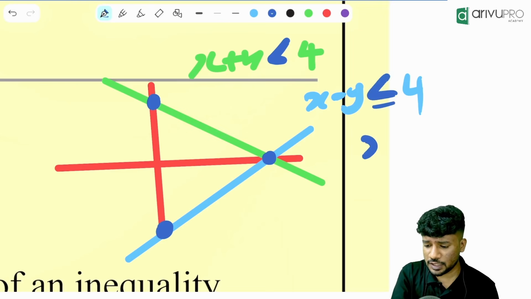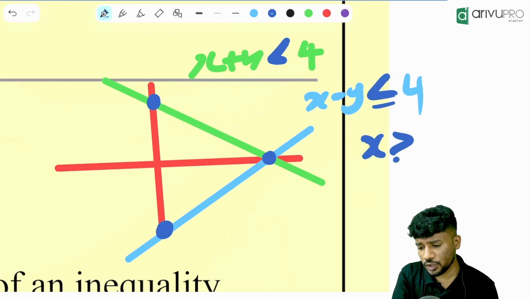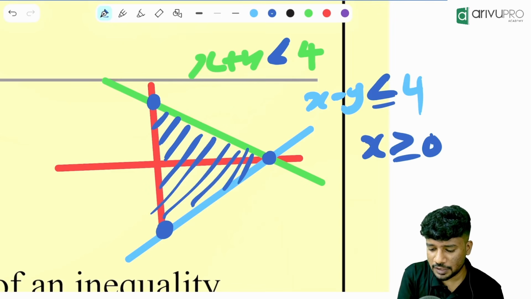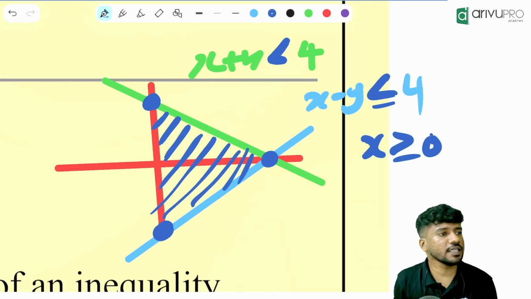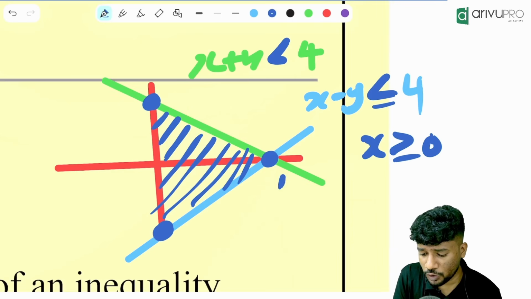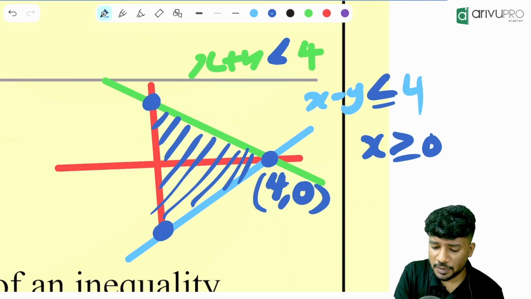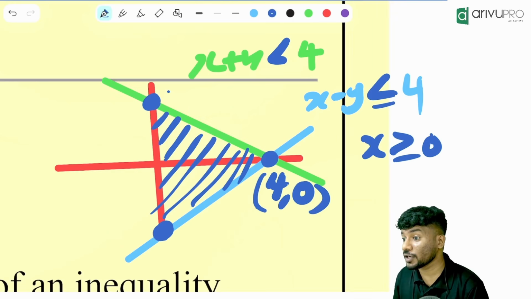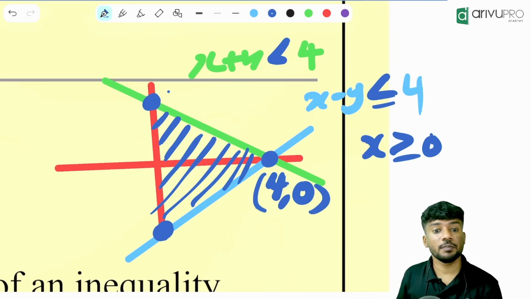Then I will also say that x is greater than or equal to 0. That means the graph will be where? It will be in between these two lines. Correct? So these corner points are called the boundary points. For example, 4 comma 0 is a boundary point. Similarly, some value will be over here, some value over here. These points are called what, people? Boundary points. I hope you understood boundary points.